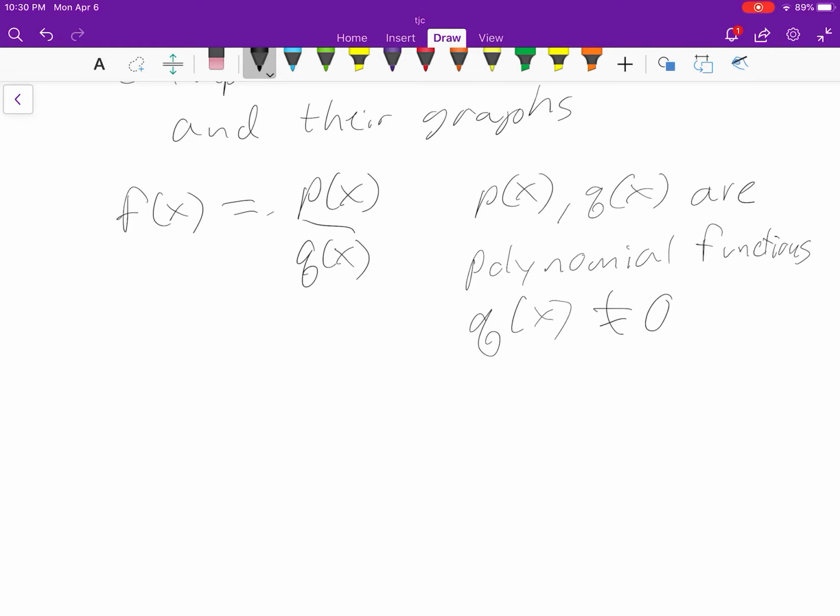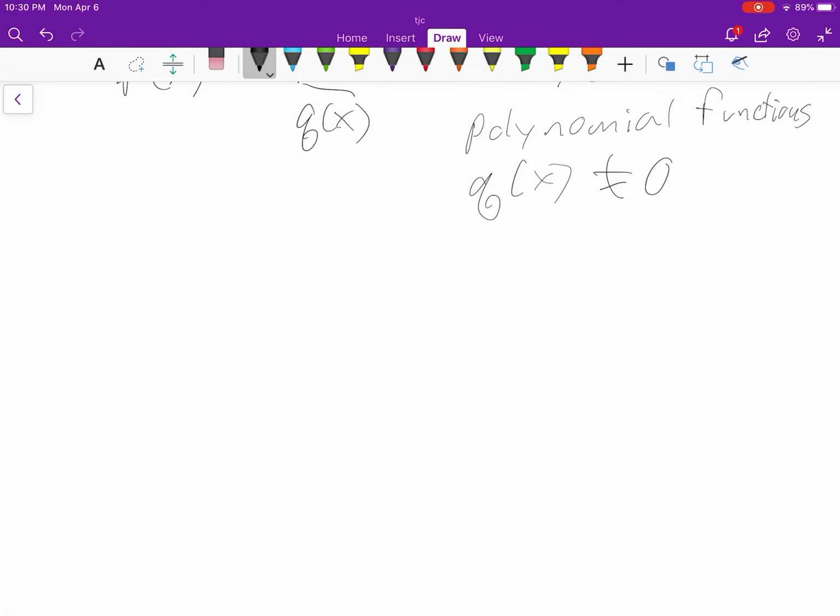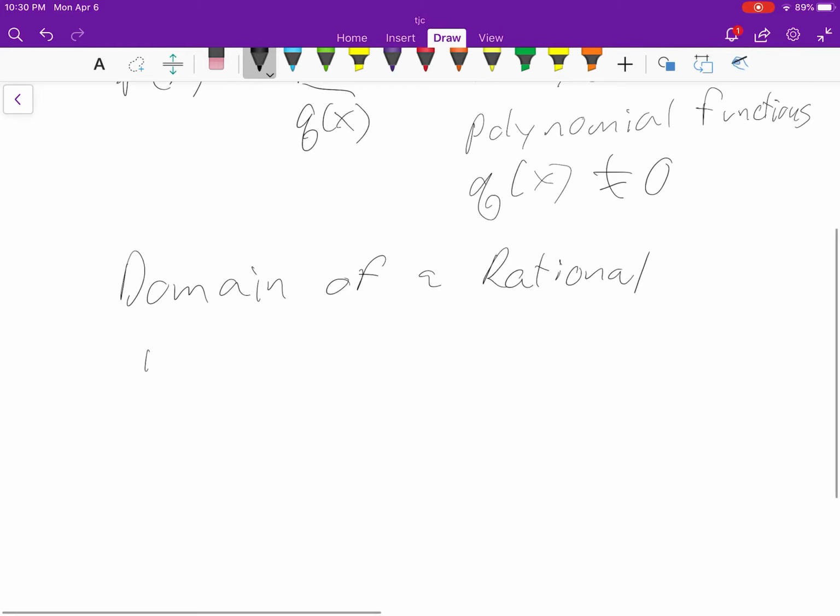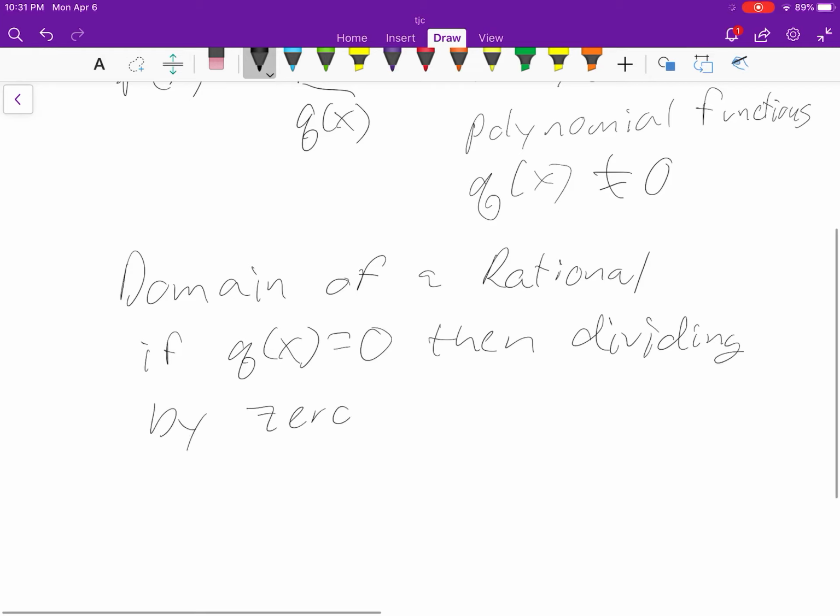The first part of this chapter, we're going to be talking about domain, which is also something we've talked about before. So the domain of a rational function. The first thing to note is that you can't ever have q of x equal to 0. If q of x equals 0, then you're dividing by 0, which is not allowed, which is bad. Okay, it's just undefined. You can't divide something into zero-sized parts.